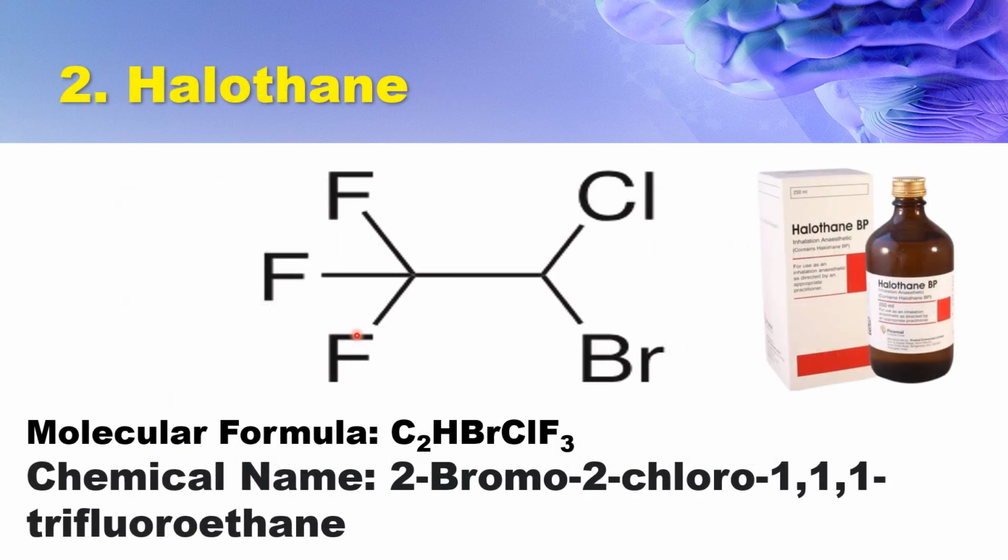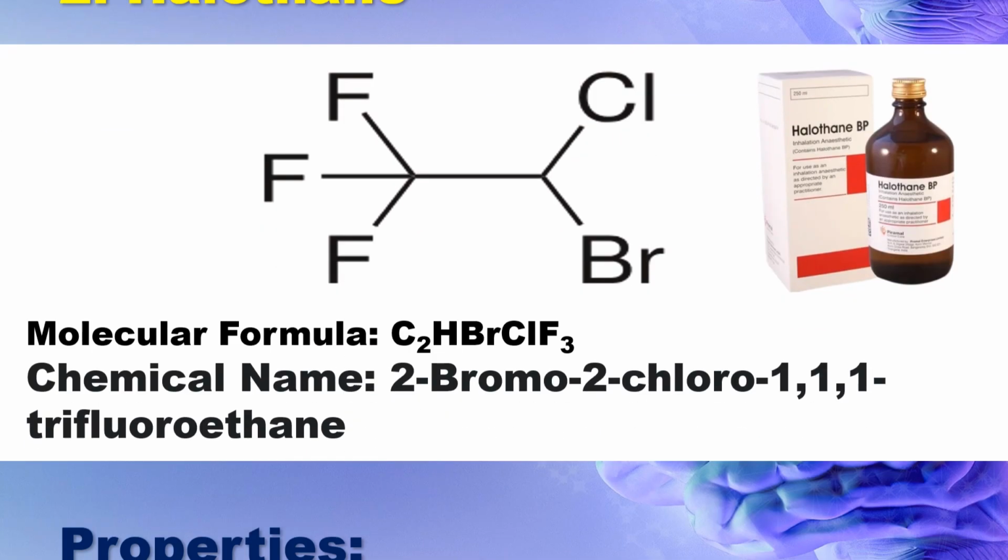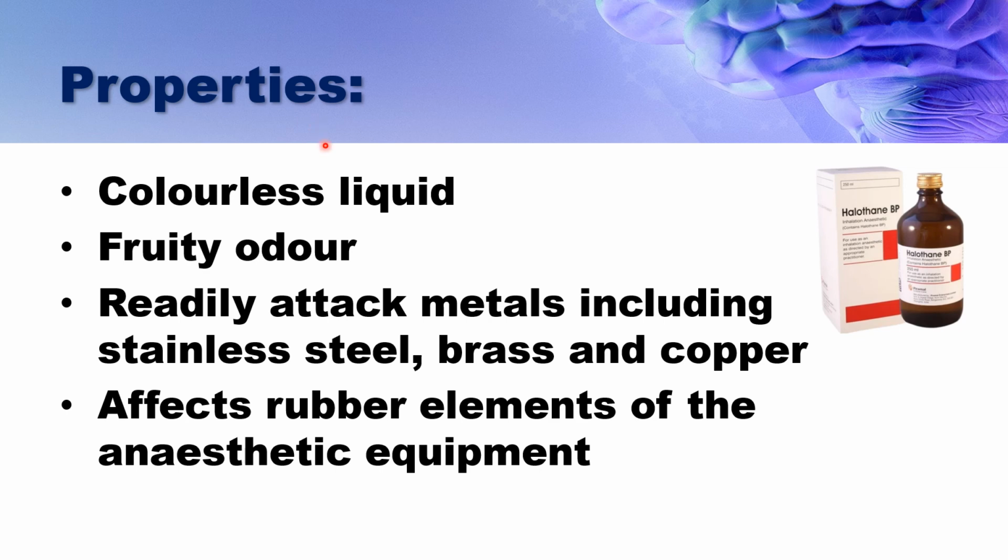Halothane. The structure of halothane. Molecular formula is C2HBrClF3. The chemical name of this compound is 2-bromo-2-chloro-1,1,1-trifluoroethane. Properties. It is a colorless liquid. It has a fruity odor. It readily attacks metals including stainless steel, brass and copper. It affects the rubber elements of the anesthetic equipment.